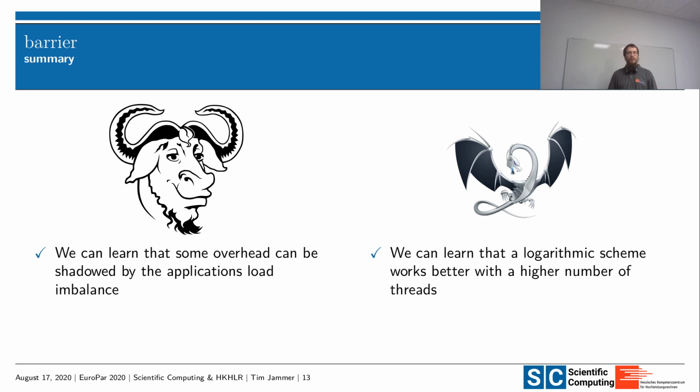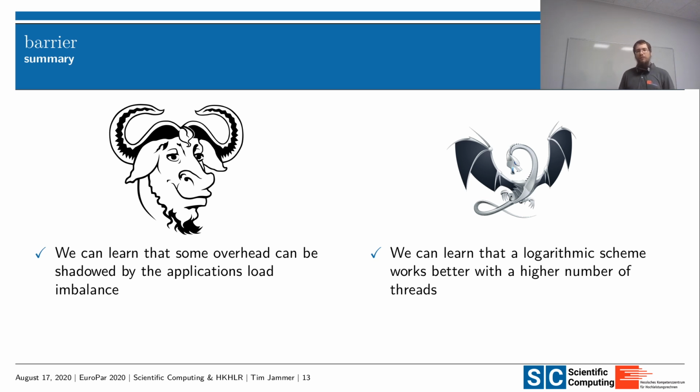So in this case, we could learn from the GNU implementation that some of the overhead needed in order to perform this barrier operation can be shadowed by the application's load imbalance. The threads have to wait for the final thread to arrive anyway, so they can do some of the work that is needed in order to perform the barrier operation.